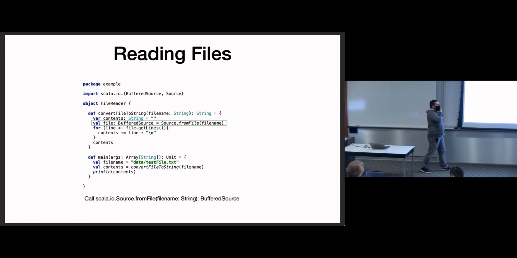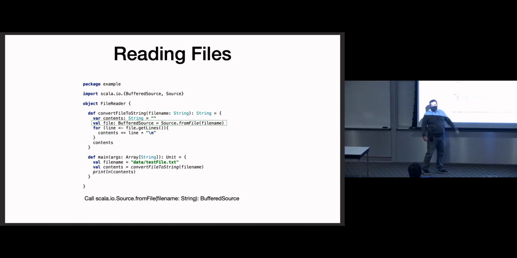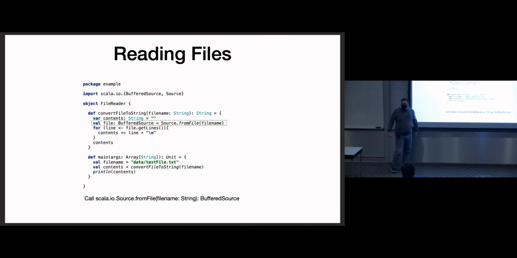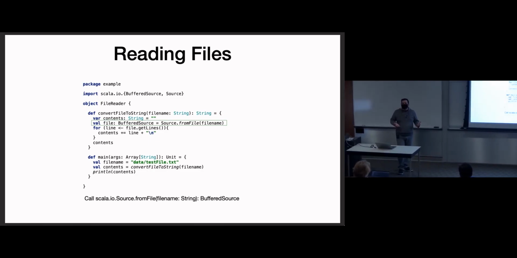The syntax for this is fairly straightforward. Source.fromFile, then give it the file name. You want to open a file, Source.fromFile, with the file name as a string. It'll go look for a file with that name, and if it exists on your hard drive, it's going to open it up as a buffered source.